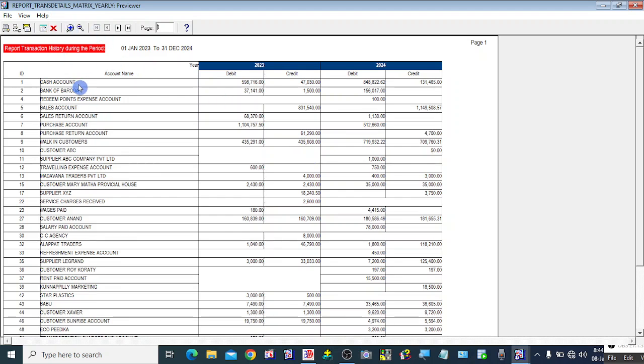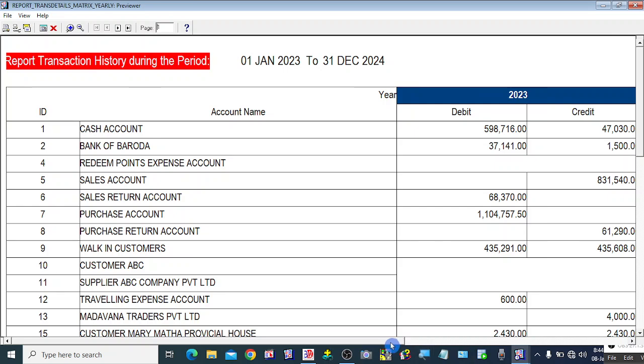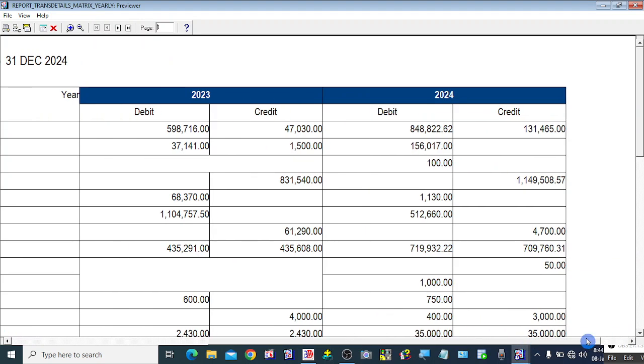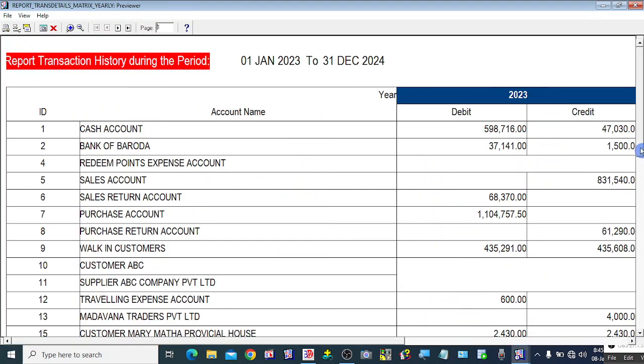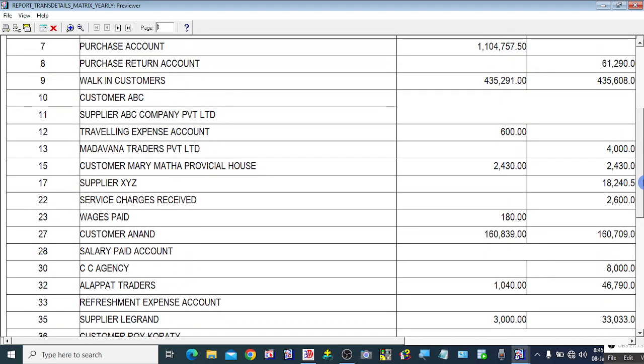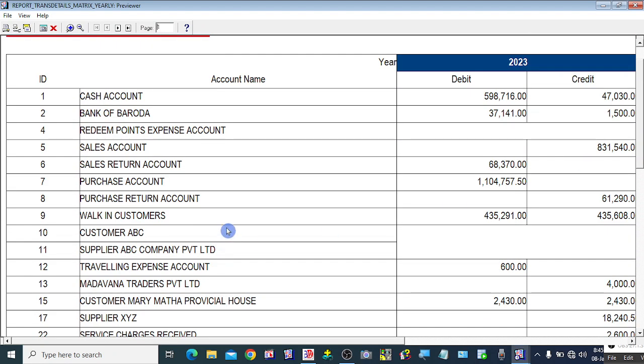year-wise. For the cash account, we can see here how much is the total receipt and payment during the year 2023, and during the year 2024 the cash account total receipt is 848,000 and the total payment that has taken place is 131,000 in the cash account. In a similar way, if you want to analyze a customer's account or an expense account, this report is very useful.